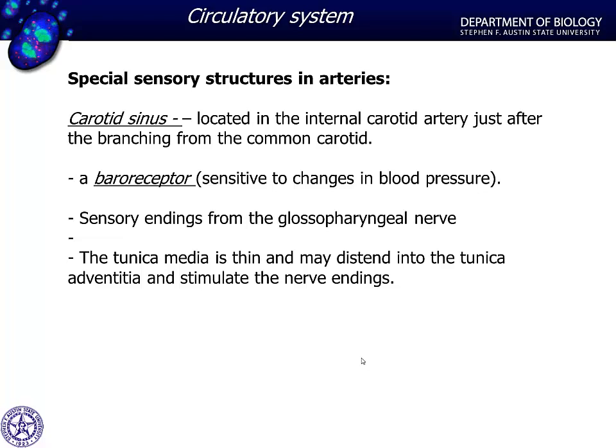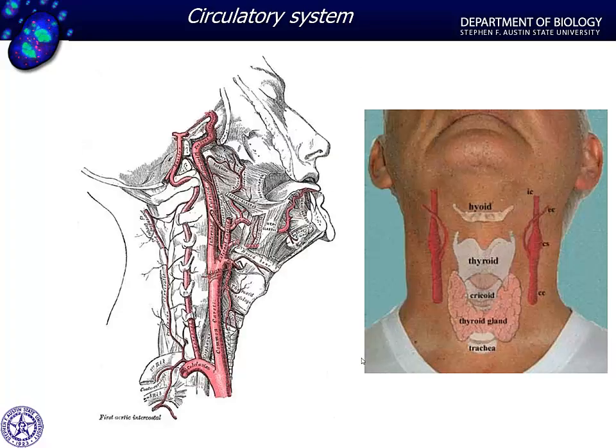We're going to send those sensory fibers through the glossopharyngeal nerve. It is a mixed nerve. It's both motor and sensory. We're going to send that information back to the brain about the blood pressure that we have coursing through these areas. So here we can see in this diagram where we're going to have the carotid sinus. Here we have the internal carotid coming off of the common carotid, so it's going to be right in this location where we're going to have the carotid sinus.